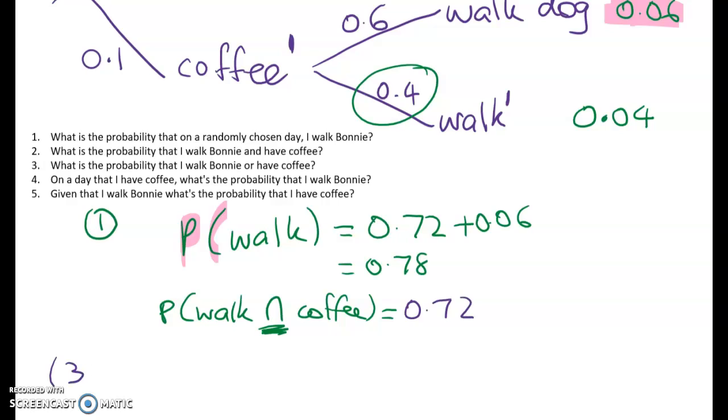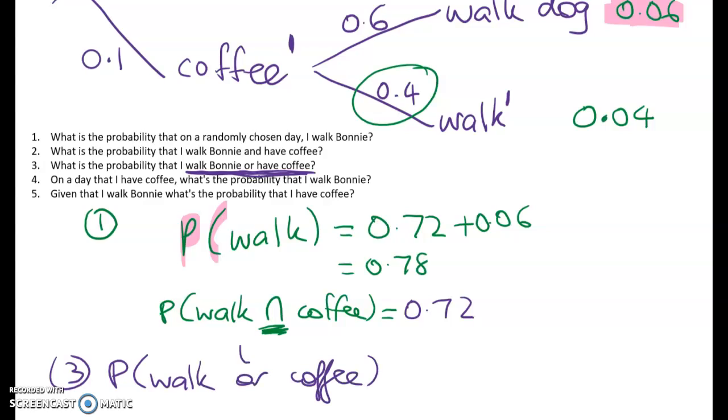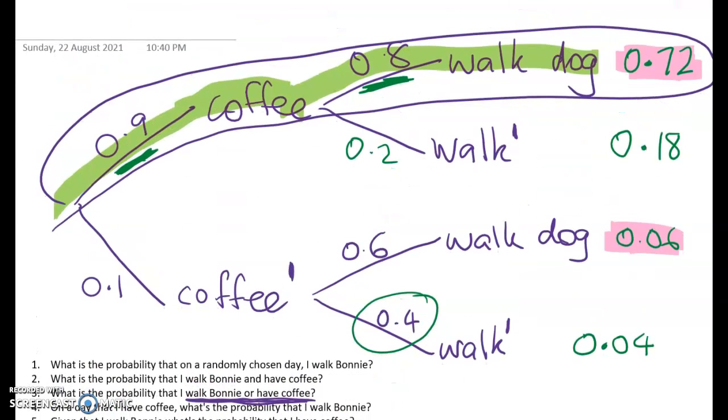Okay, number 3, what's the probability that I walk Bonnie or have coffee? When we talk about this in probability, we mean that I either take her for a walk, or I have coffee, or I do both. Okay, so probability of walk or coffee, which sometimes you'll see written with that symbol, is equal to 3 things, right?